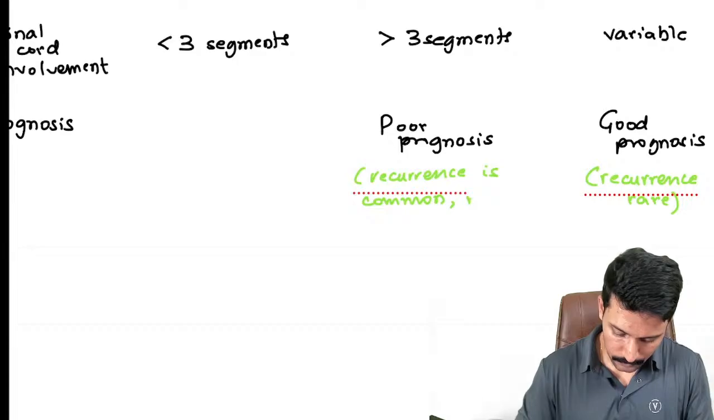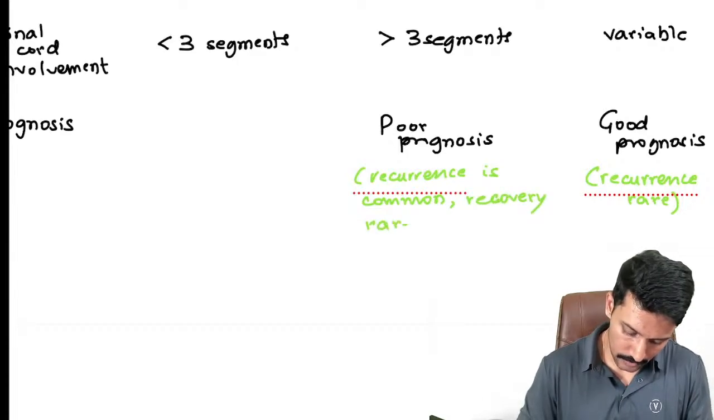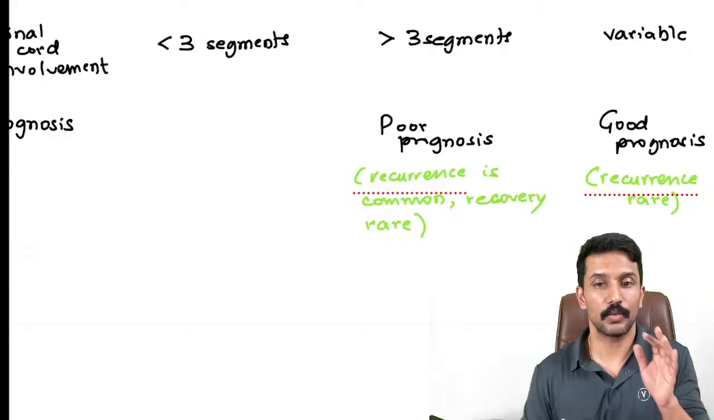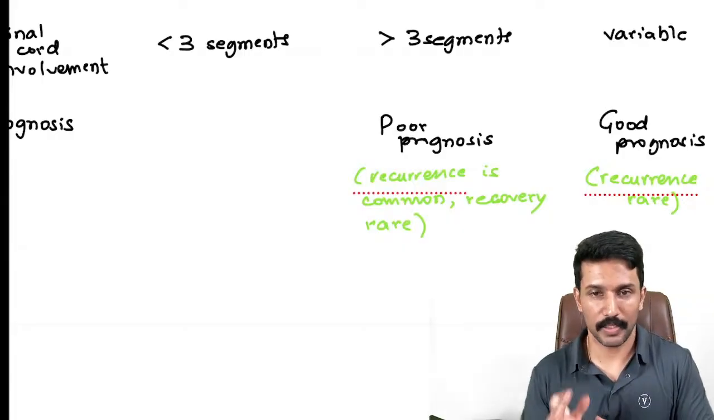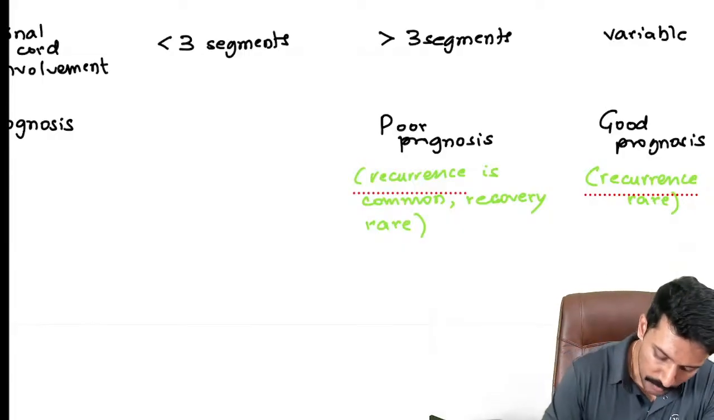and recovery rare, something similar to the primary progressive variant. That's why it carries poor prognosis. Now, multiple sclerosis, I will count it as moderate prognosis.